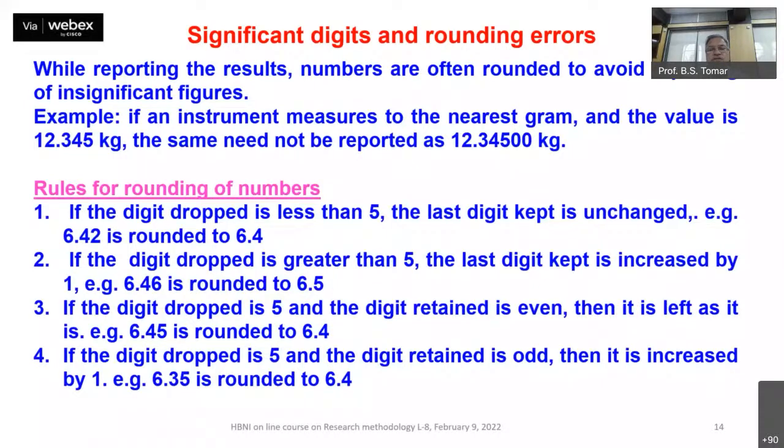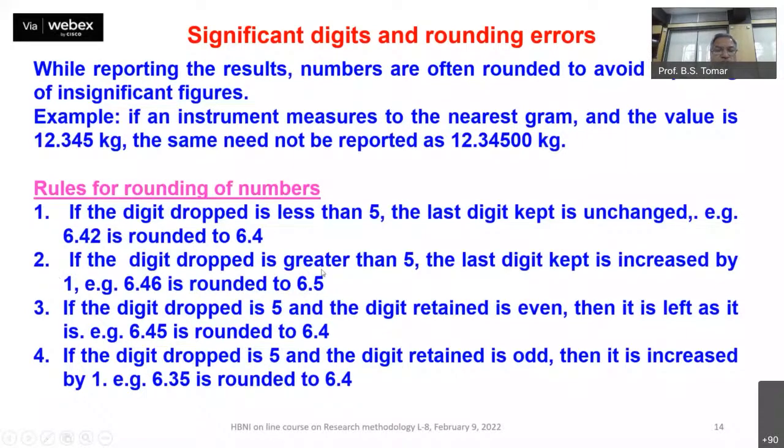So how to round off these values? There are rules for rounding of numbers. So let us say you have to drop these last digits. The rules are: if the digit dropped is less than 5, the last digit kept is unchanged. That is, suppose you want to round 6.42 to the first decimal point. The last digit is less than 5, so you say 6.4. This is how you can round it off.